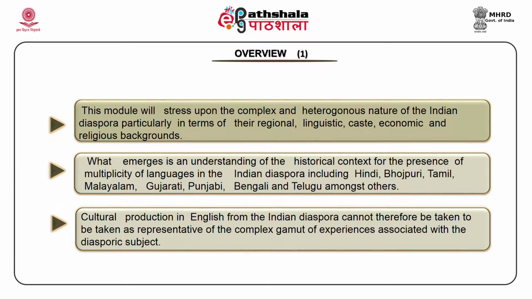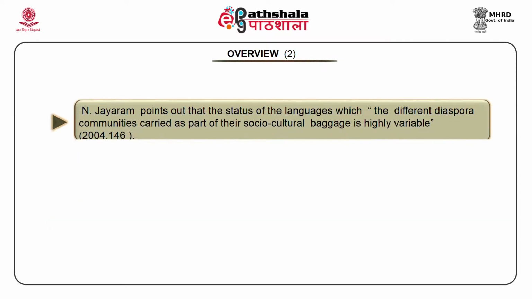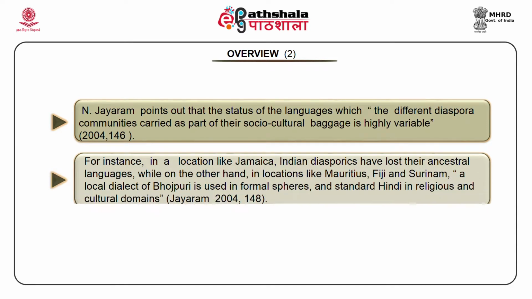In his essay titled The Dynamics of Language in Indian Diaspora, the case of Bhojpuri Hindi in Trinidad, N. Jayaram points out that the status of the languages which the different diaspora communities carried as part of their socio-cultural baggage is highly variable. He explains how in a location like Jamaica, Indian diasporics have lost their ancestral language, while on the other hand in locations like Mauritius, Fiji, Suriname, a local dialect of Bhojpuri is used in formal spheres and standard Hindi in religious and cultural domains.